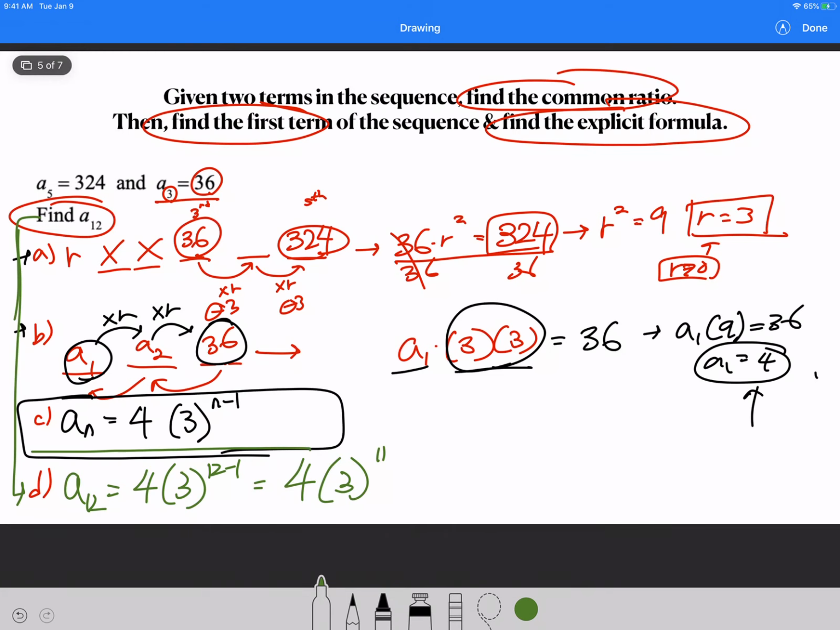Oh boy, that's going to be a very big number. But then it's going to be 708,588.